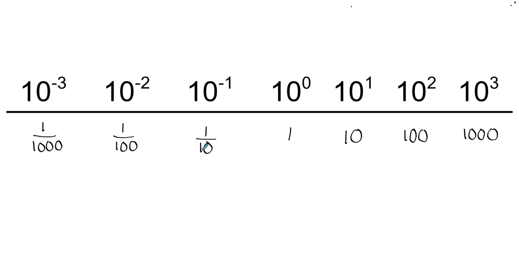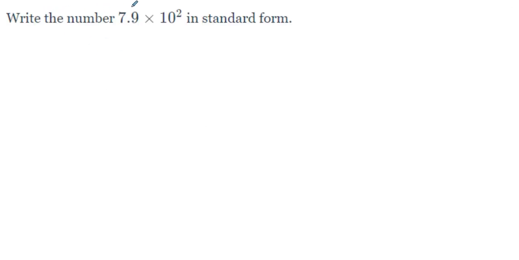All right, so the general idea before we get into our problems is positive exponents make numbers bigger, negative exponents make numbers smaller. So in our first example, it says write the number 7.9 times 10 to the power of 2 in standard form. We're going to start by writing the original problem. So I'm going to put 7.9 times 10 squared. Positive exponent means I'm going to move the decimal to the right.